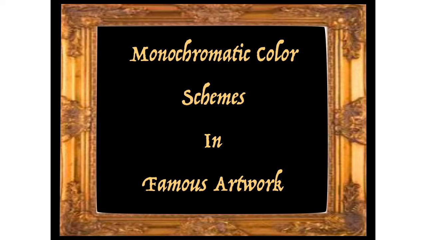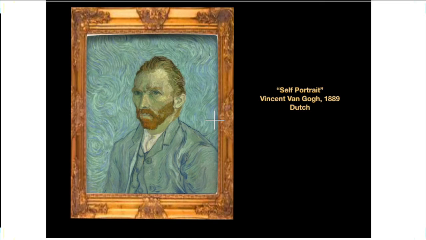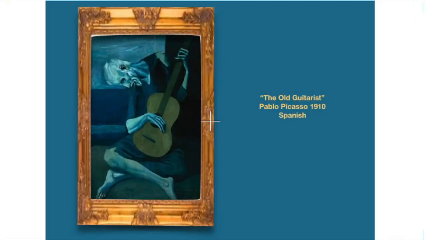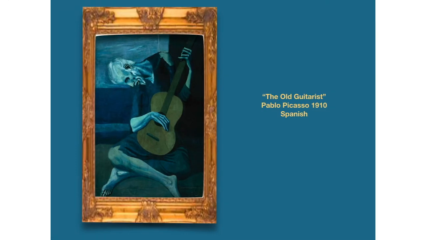Monochromatic color schemes in famous artwork. Vincent van Gogh, Self-Portrait, 1889. What monochromatic theme do you see throughout his picture? The Old Guitarist, Pablo Picasso, 1910, Spanish. This was during his blue period.